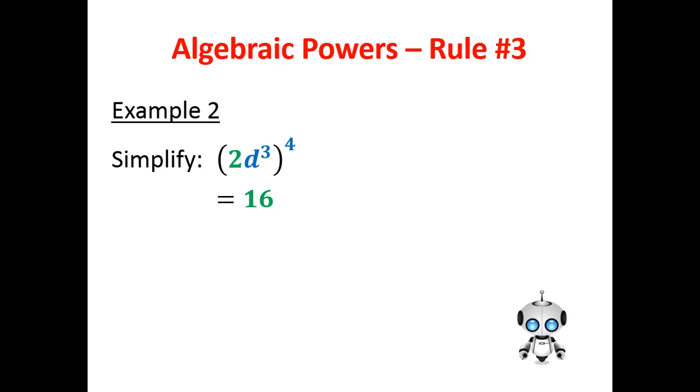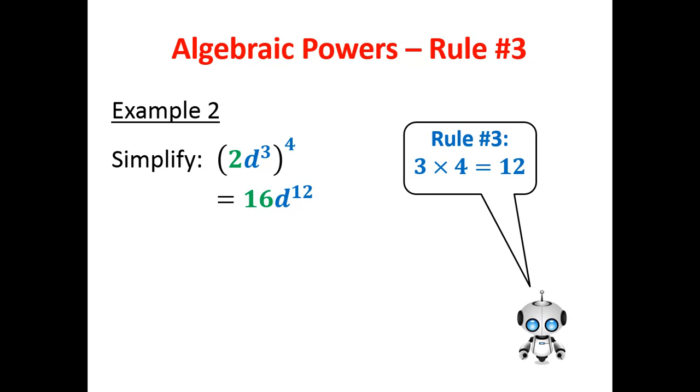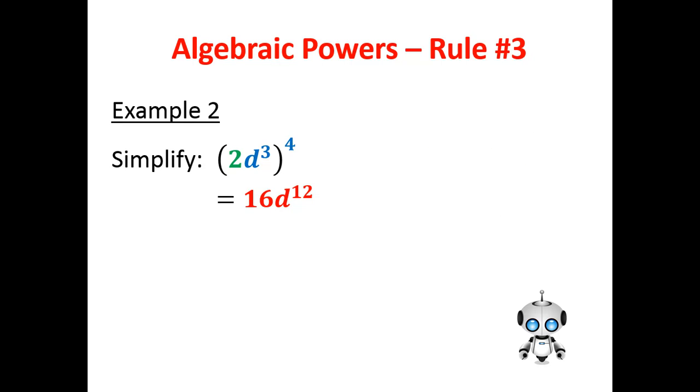Now we have d to the power of 3 raised to the power of 4, and using rule number 3 we can go 3 times 4 is 12 to write down d to the power of 12. So our final answer is 16d to the power of 12.